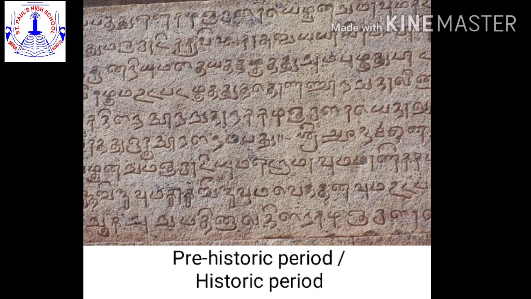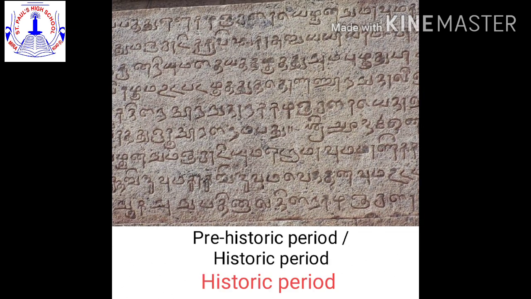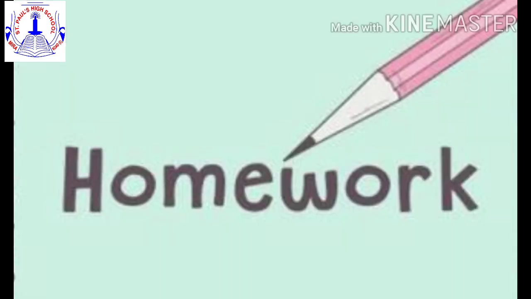Fourth picture. Children, here again you have to tell that the picture belongs to which period of history? Correct. It is historic period. Children, in the historic period, the written records were available. Children, I hope you are very clear with the answers.